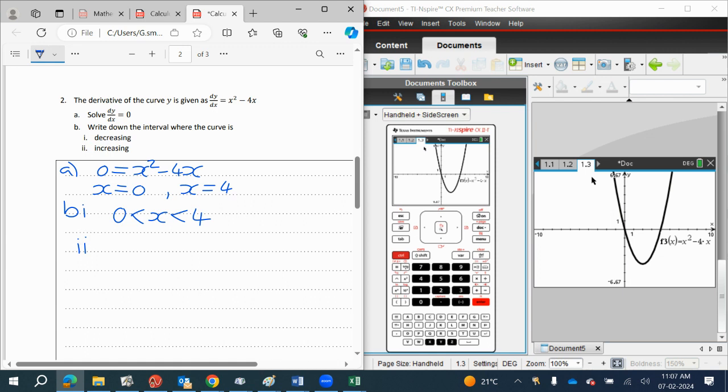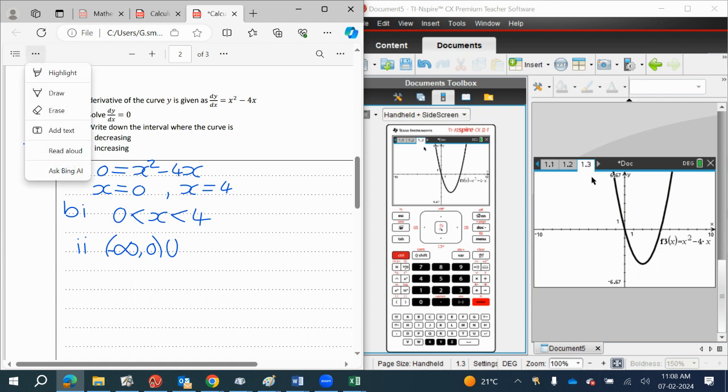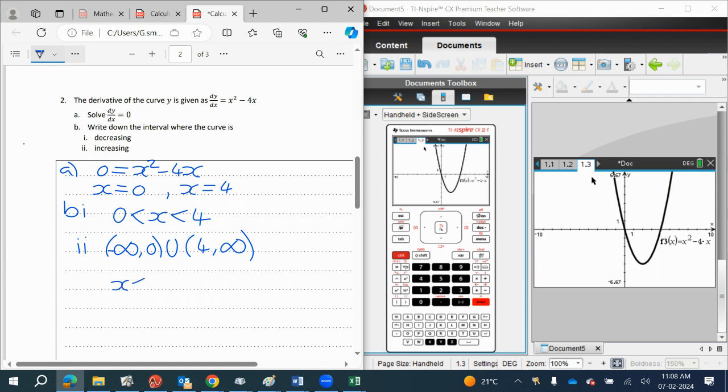When is the function increasing? From 4 onwards, but also from negative infinity to 0. So we could write it like this, or you could write it as x is less than 0, or x is greater than 4.